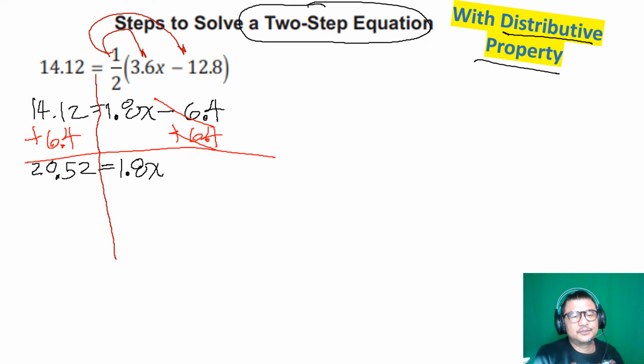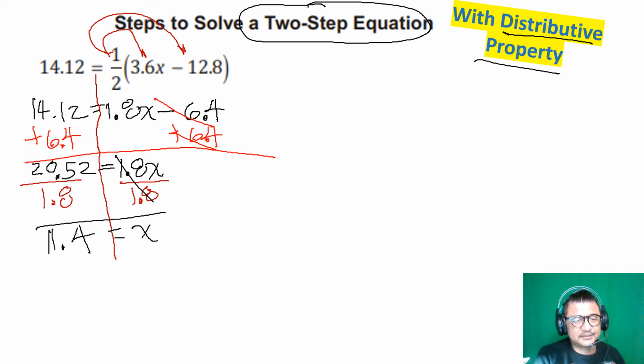Okay. I need to get rid of times 1.8. Opposite of times is divided by 1.8. Divided by 1.8. So let's see now. x is equal to, that cancels out, 20.52 divided by 1.8 is 11.4.